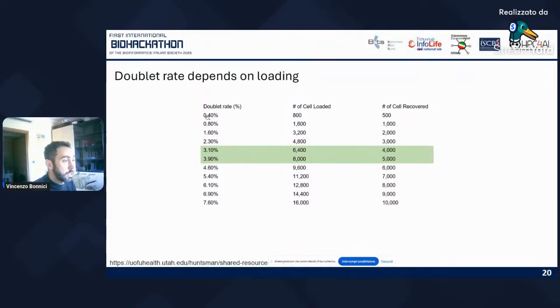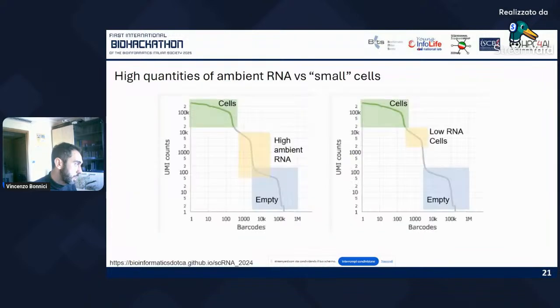It's not just 0 point something, but sometimes it can be a very high percentage, because 5%, in my opinion, is very high sometimes. And if you see, if you are loading 8,000 cells, you can obtain almost 5% of doublet rates, and then you may have some problems in quantifying the gene expression.